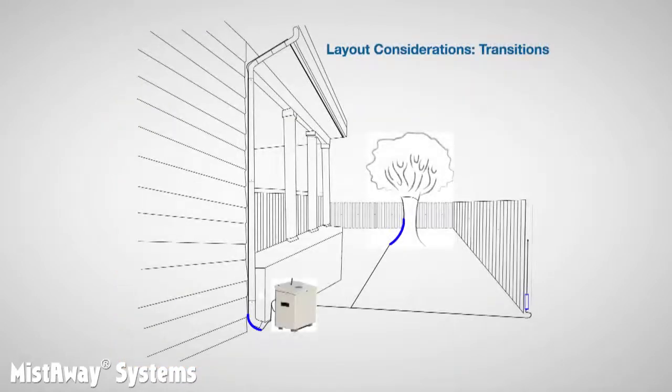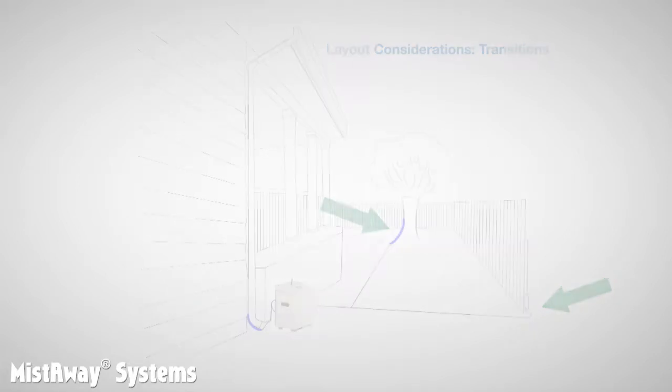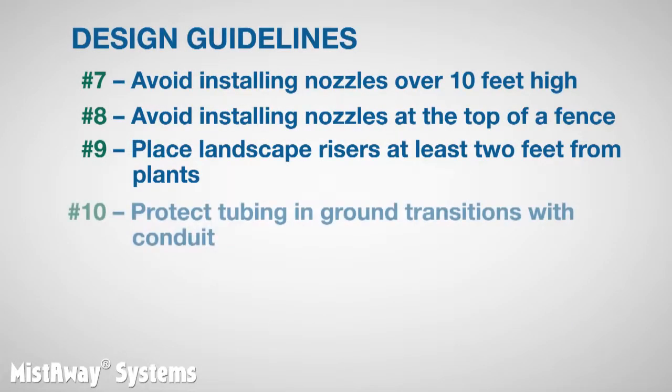This diagram illustrates the most common transitions. In the ground to eave transition here, it is very common to use the backside of a gutter downspout as a way to access the eaves of a house. Be sure to protect the tubing at the transition from the ground to the gutter with conduit. Also use conduit in making ground to tree and ground to fence transitions, as shown here. So guideline number 10 is protect tubing at ground transitions with conduit.